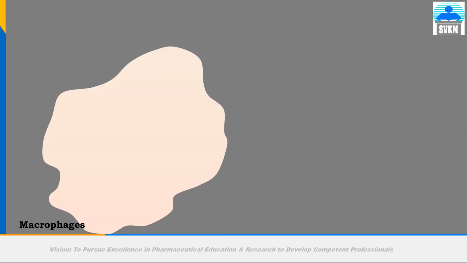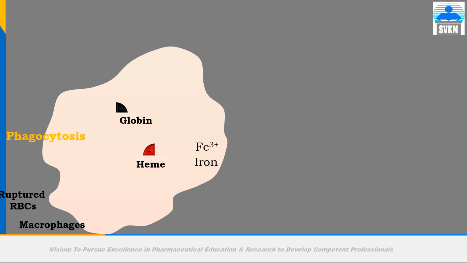Now the recycling occurs when macrophages in the spleen, liver and bone marrow phagocytize the ruptured and worn out red blood cells. This causes splitting of the globin and heme portion of the hemoglobin. The iron is removed from the heme portion in the form of Fe+3, which associates with the plasma protein transferrin in the bloodstream, which is considered a transporter for the Fe+3.